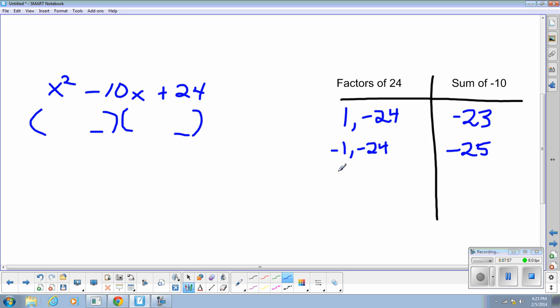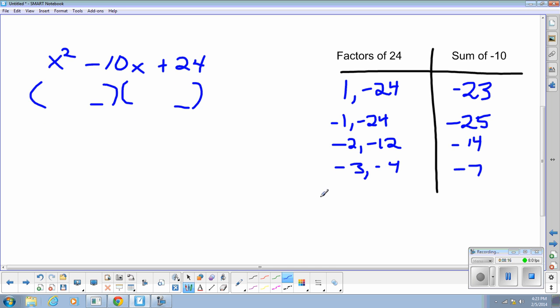Too high. Negative 2, negative 12. Negative 14, still too high, but much closer. Negative 3, negative 8. Oops, not negative 4. My fault. Negative 3 and negative 8, that is actually a sum of negative 11. My apologies on that. Closer, but not there yet. So that would leave me the last pair of negative 4, negative 6.